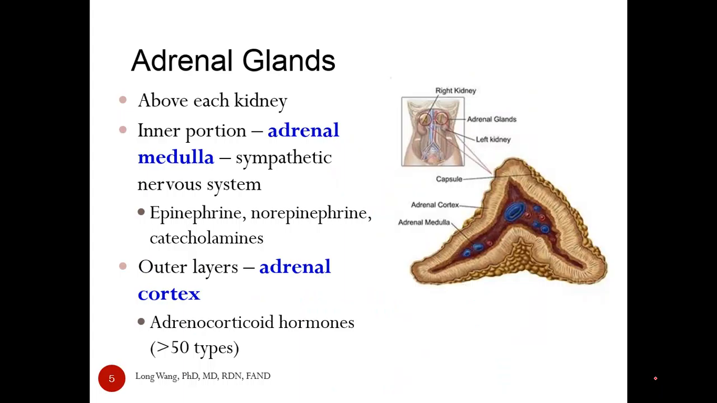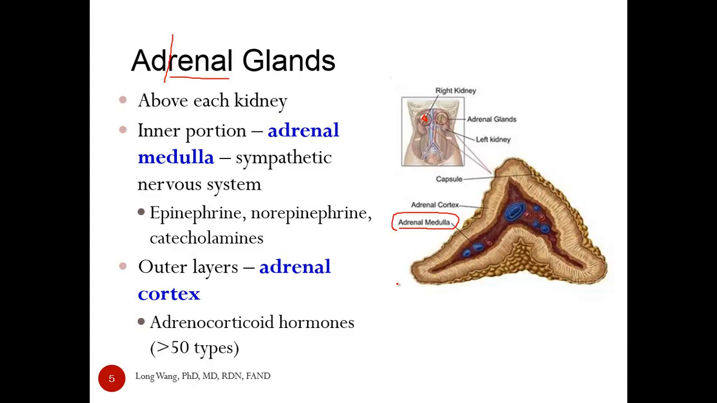So adrenal gland, as the name indicates, is actually above the kidneys. In a sense, it's almost like a cap, a kind of triangle-shaped cap on top of a kidney. That's why it's adrenal, since renal means kidney. And if we dissect this gland, we can see there's an inner portion, called the adrenal medulla.